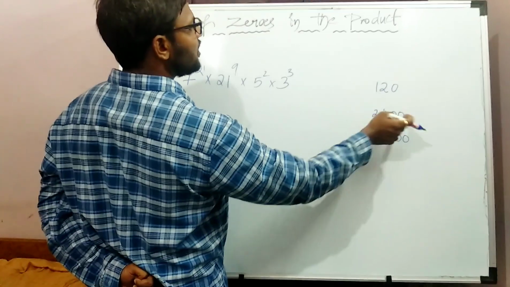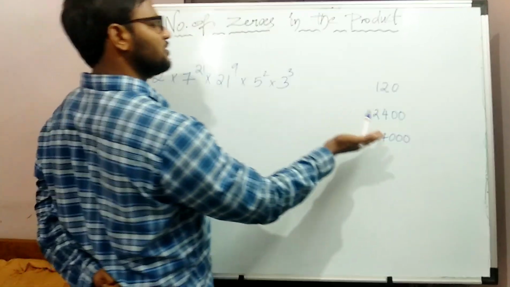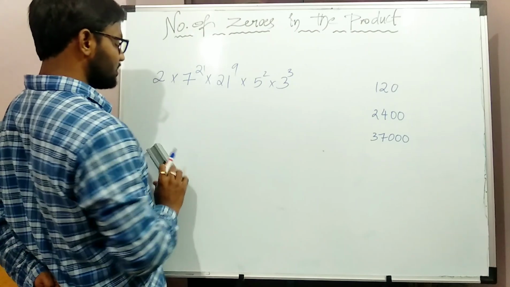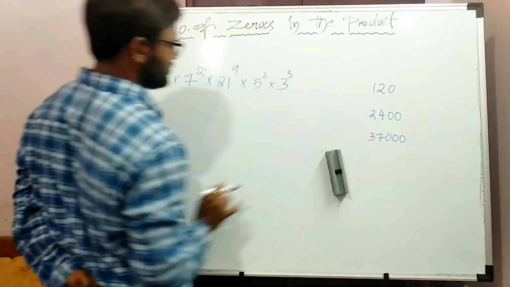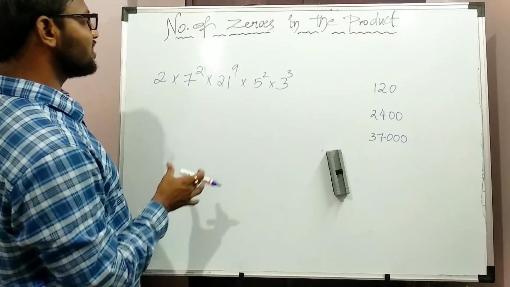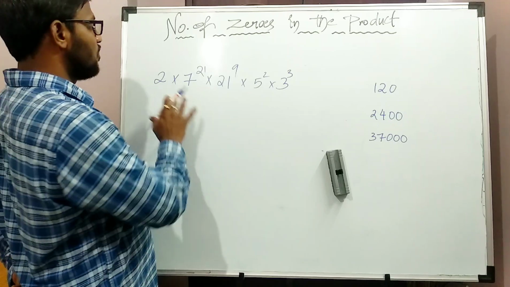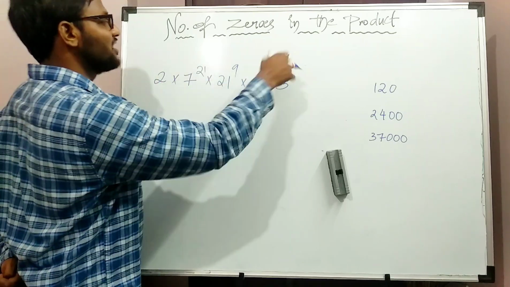And this 2400 is ending with 2 zeros. Here 37,000 is ending with 3 zeros. Now how many zeros in the end? How many zeros is this product ending with? That we have to find. So to find the number of zeros in the end, is it necessary to find the product?